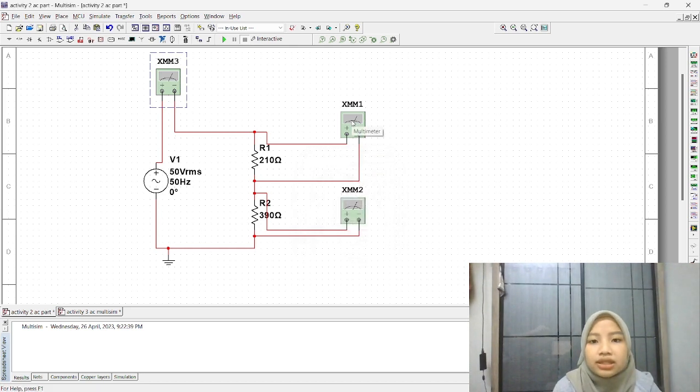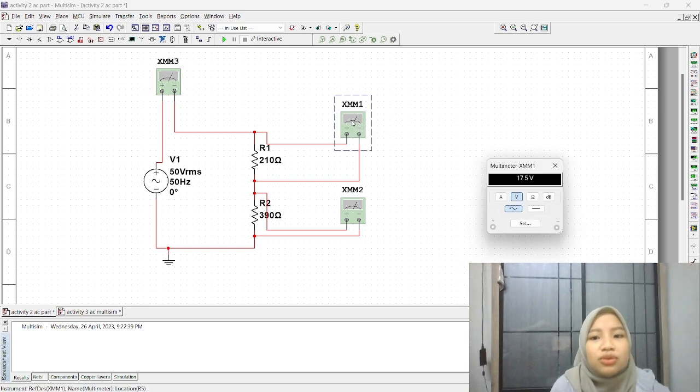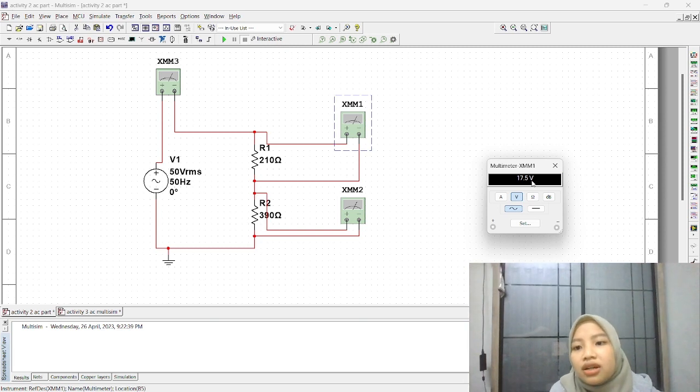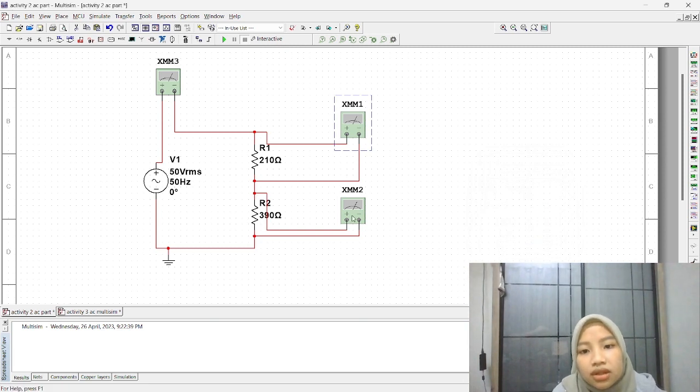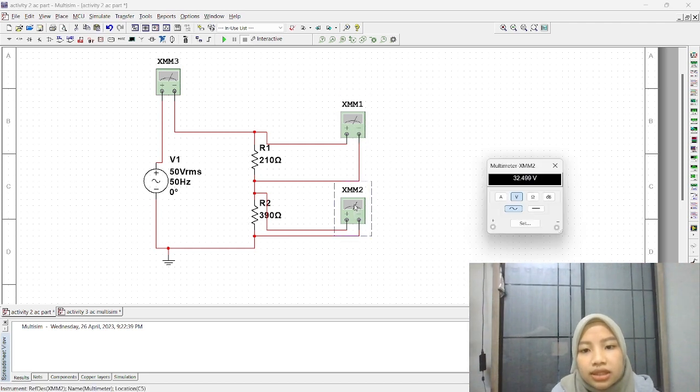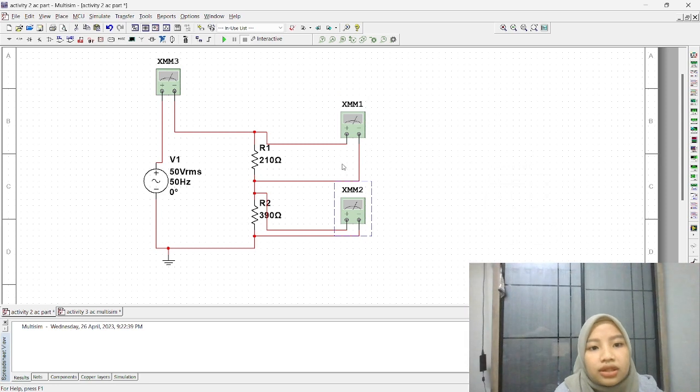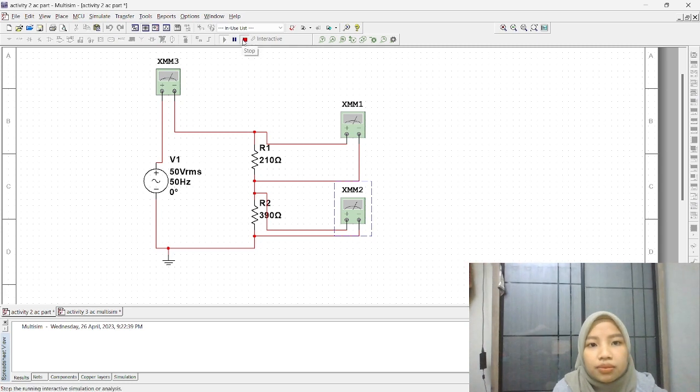Okay, for the next, the voltmeter measurement. We must have the AC condition to read the voltage value. Same goes with this one. Okay, for the next, we can proceed to run the program, and then we can stop.